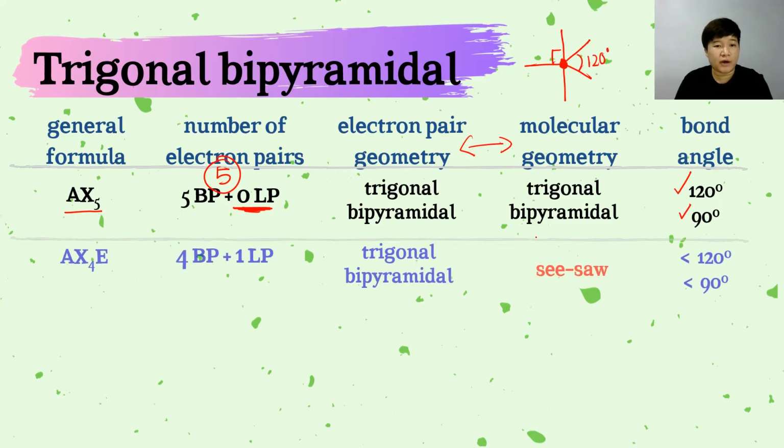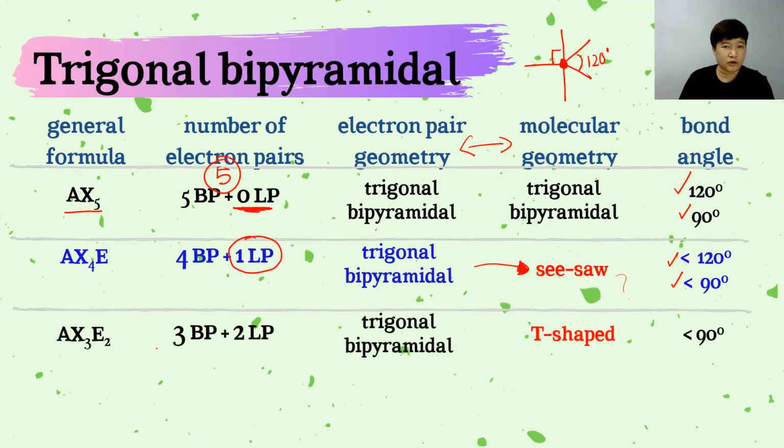But what happens when you have a lone pair? When you have a lone pair, one of the bonding pair is substituted by the lone pair. So your trigonal bipyramidal changes to seesaw. What is actually seesaw and why is the bond angle less than 120 and less than 90? Don't worry, we'll look into the example later on. The next is when your trigonal bipyramidal has two lone pair.